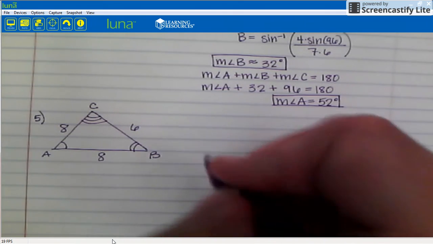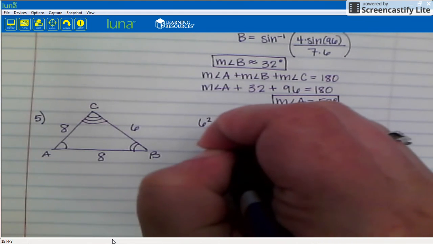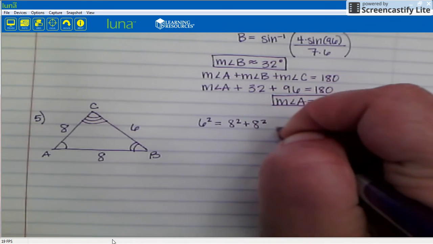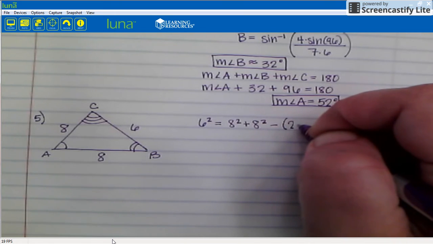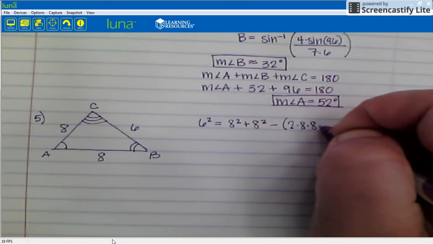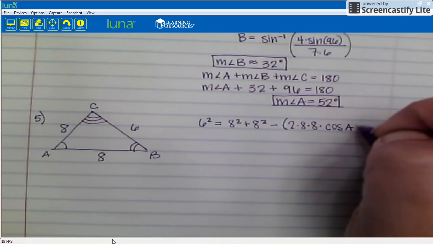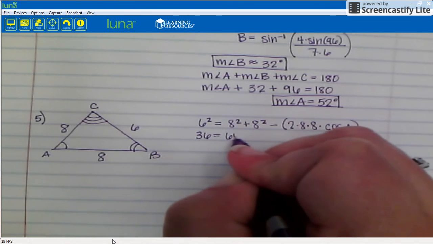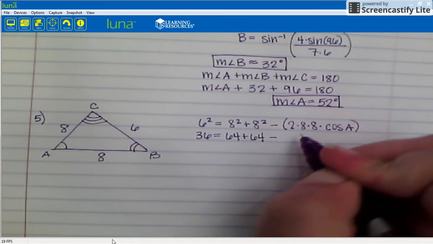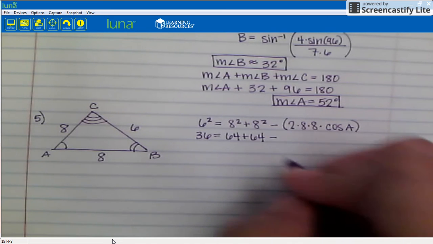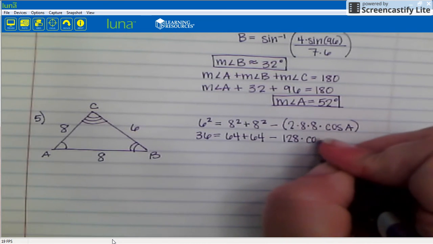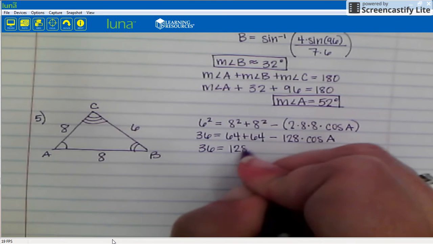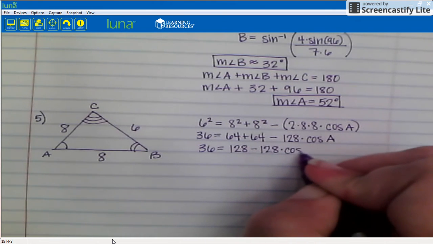And so to solve for angle A, I'm going to have A squared, which is 6 squared, is equal to B squared plus C squared minus 2 times B times C times the cosine of A. So this gives me 36 equals 64 plus 64 minus 2 times 64, which is going to give me 128, times the cosine of A. So this gives me 36 equals 128 minus 128 times the cosine of A.